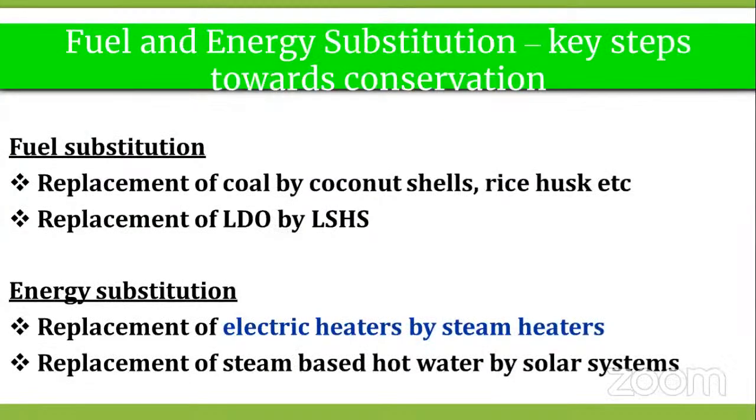And fuel and energy substitutions. Key steps towards conservation is fuel substitution. So replacement of coal by coconut shells, rice husk, etc. in case of heat remodeling. People working in biomass areas may know much about these coconut shells and rice husk, but TNRC doesn't recommend rice husk and coconut shells. But there is a case behind it. With fuel substitution, retaining heat for smaller boilers may be the best option in going for coconut shells and rice husk.